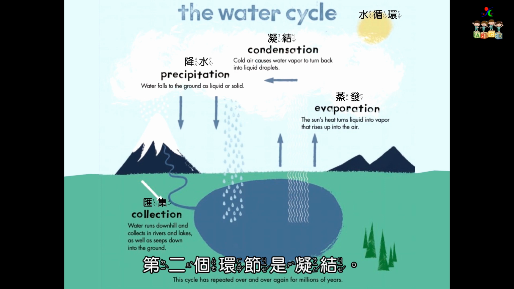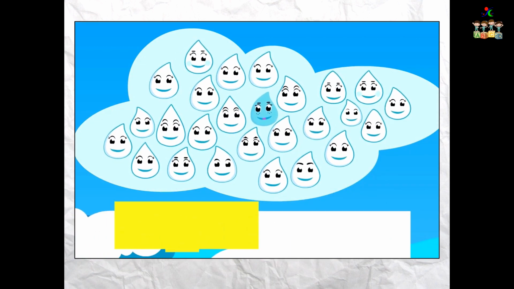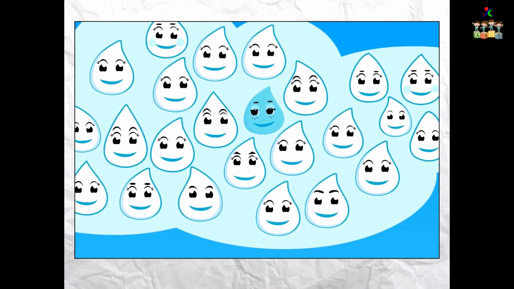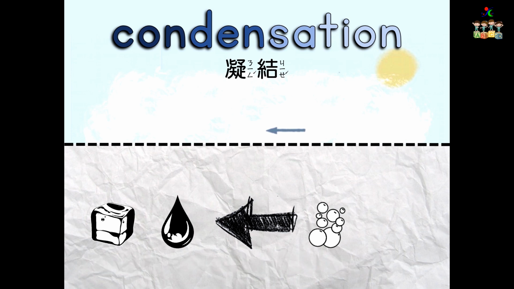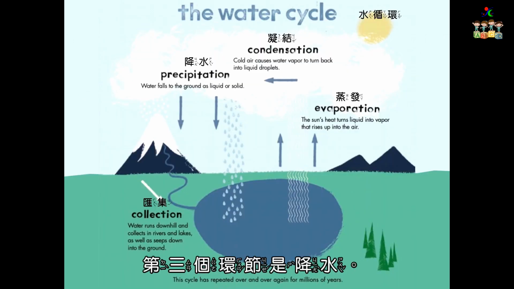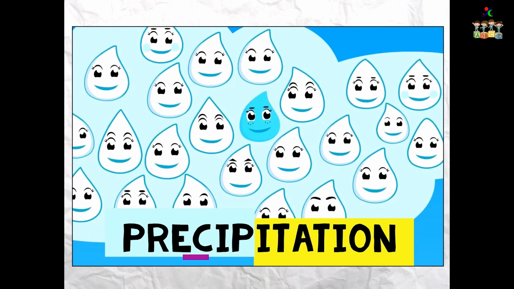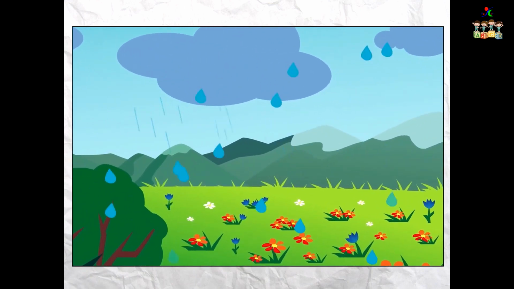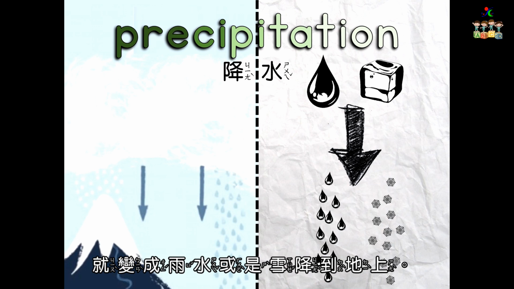Second, we have condensation. This is when the water vapor cools down and changes back into liquid water. Third, we have precipitation. This is when the water in the clouds become too heavy for the clouds and fall down to the ground as rain or snow.